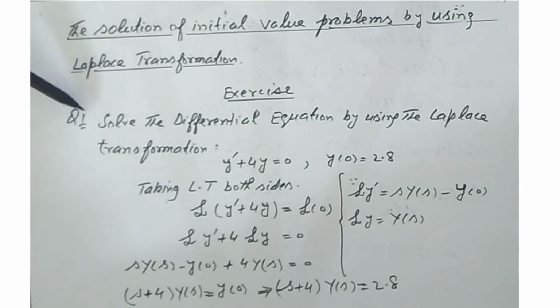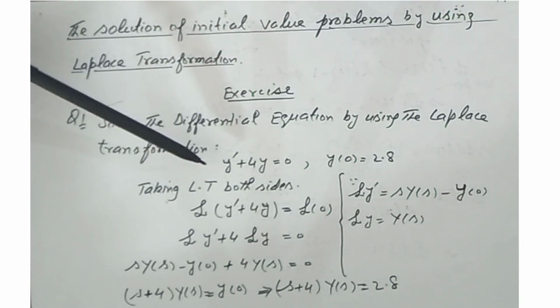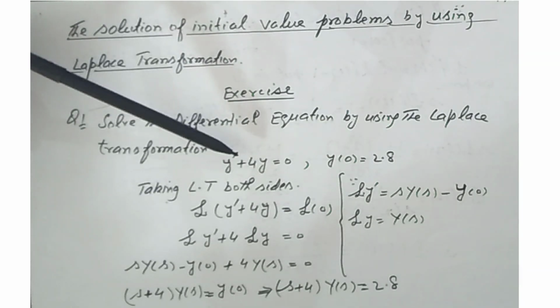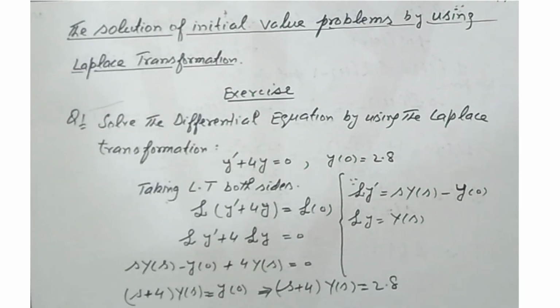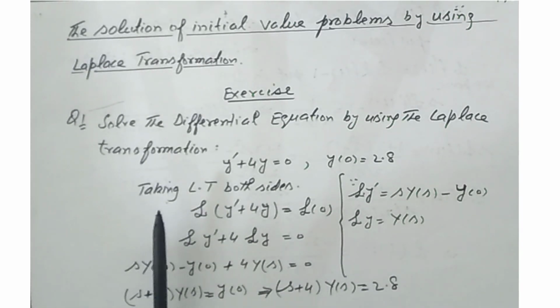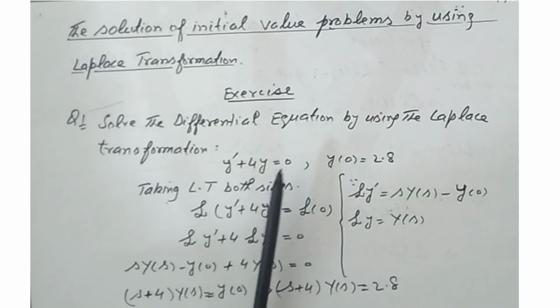Question 1. Solve the differential equation by using Laplace transformation. This is a differential equation, y' + 4y = 0, and y(0) = 2.8 is the initial condition on the given solution. Now, what is the method? You will understand very easily. First, we take the Laplace transformation on both sides of the equation.